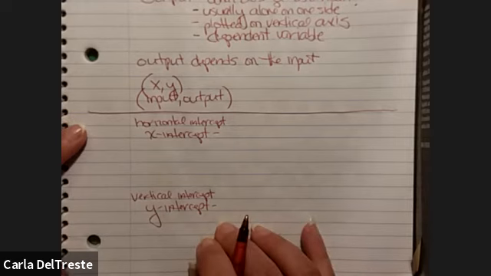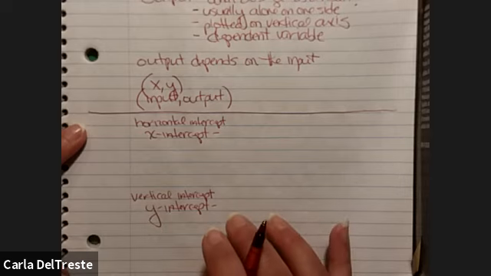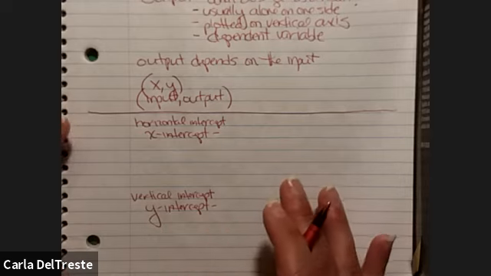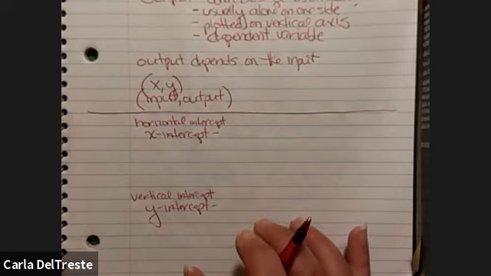I like to do these definitions threefold. I like to give you a graphical definition, a numeric or table definition, and a symbolic definition.